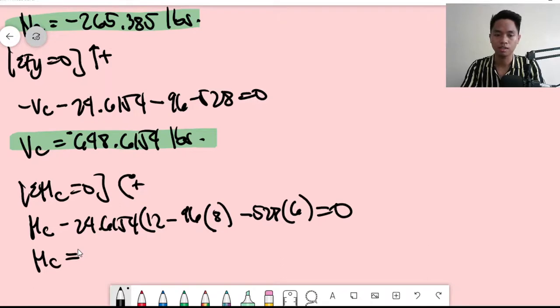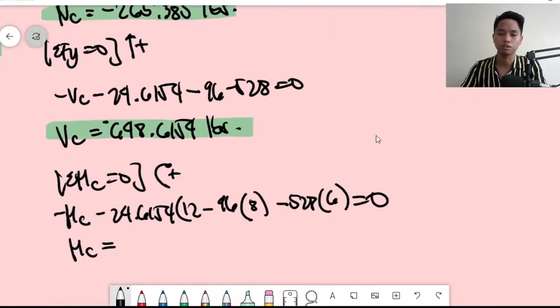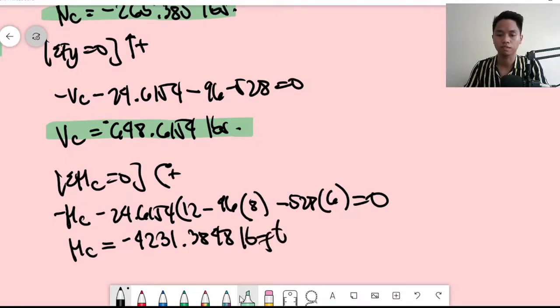Therefore, what is our moment at C? That is 24.6154 multiplied by 12. Okay, MC is negative, so that's a negative moment. So therefore, our MC is negative 24.6154 times 12 plus 96 times 8 plus 528 times 6. This is equal to negative 4231.3848 pound-feet.